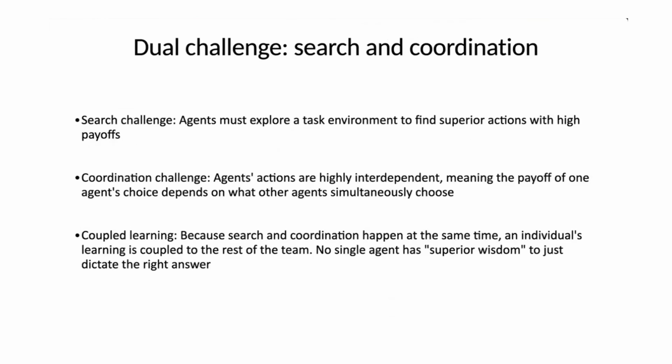First, what's the dual challenge? First is the search challenge, that the agents must explore a task environment to find superior actions with high payoffs. You can imagine there are different options, and the agents have to, maybe by trial and error, select the one that yields the highest payoff. But there's also a coordination challenge, that their actions are highly interdependent. The payoff of one agent's choice depends on what other agents simultaneously choose.